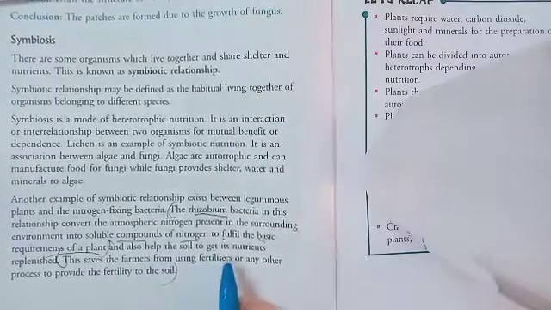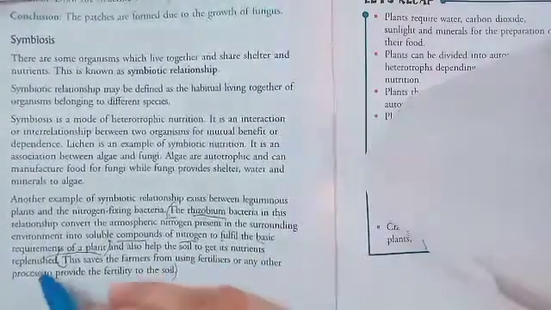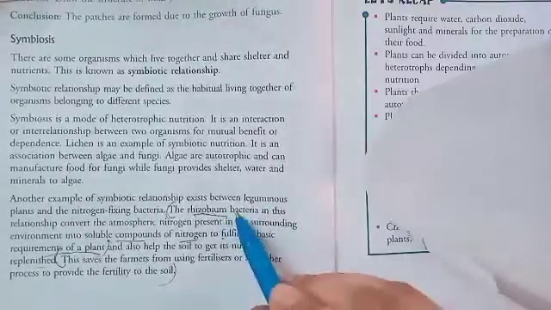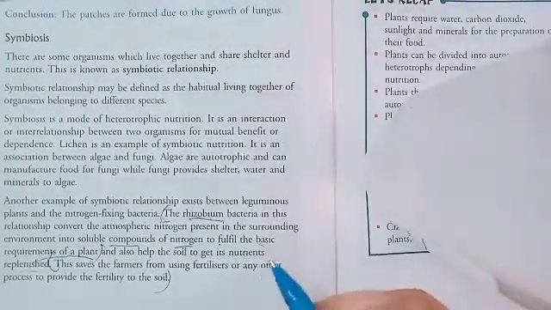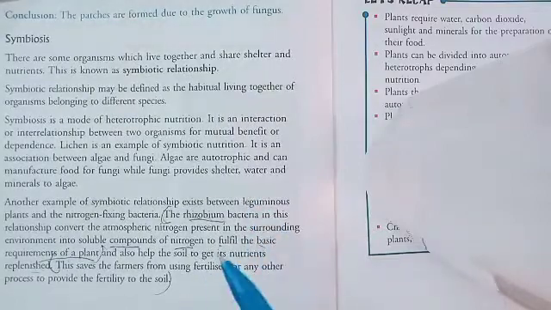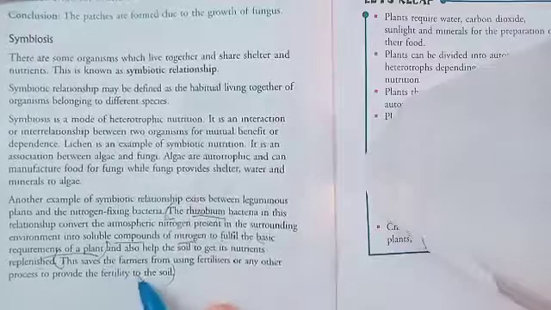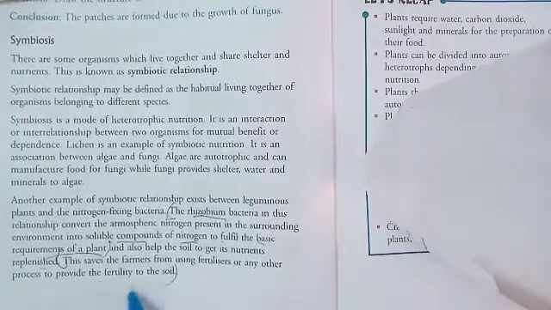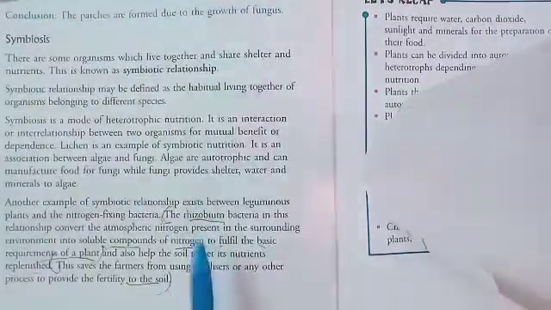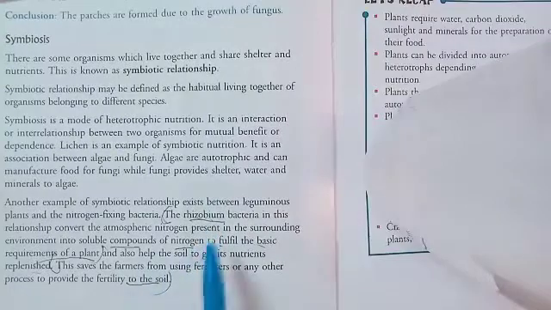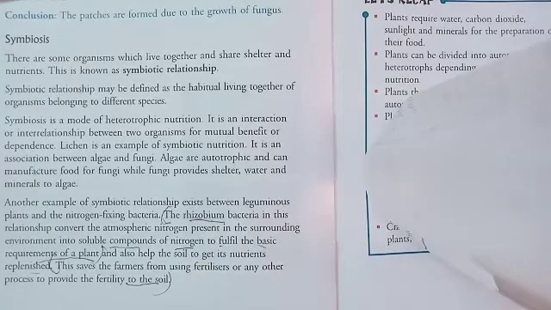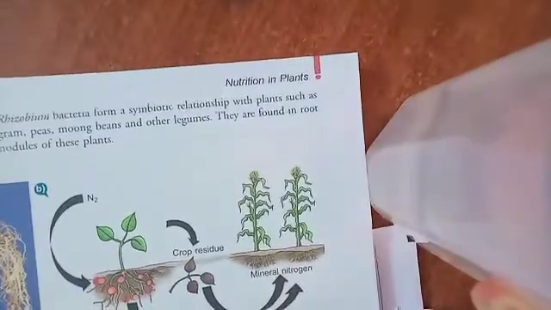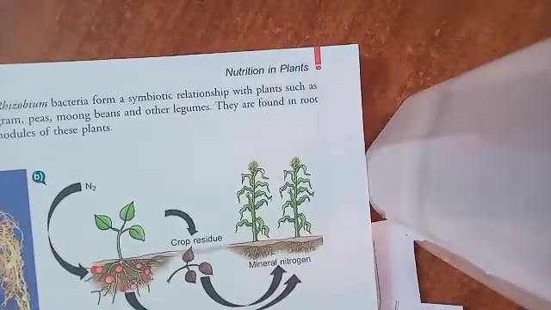It also helps the soil to get its nutrients replenished. This rhizobium bacteria helps the soil to get the nutrients replenished, means makes the nutrients again. This saves the farmer from using fertilizers and other processes to maintain the fertility of the soil. Means this rhizobium bacteria is also helpful for the farmers. How? Because it maintains the fertility of the soil. Farmers need not use fertilizers if these bacteria are growing.